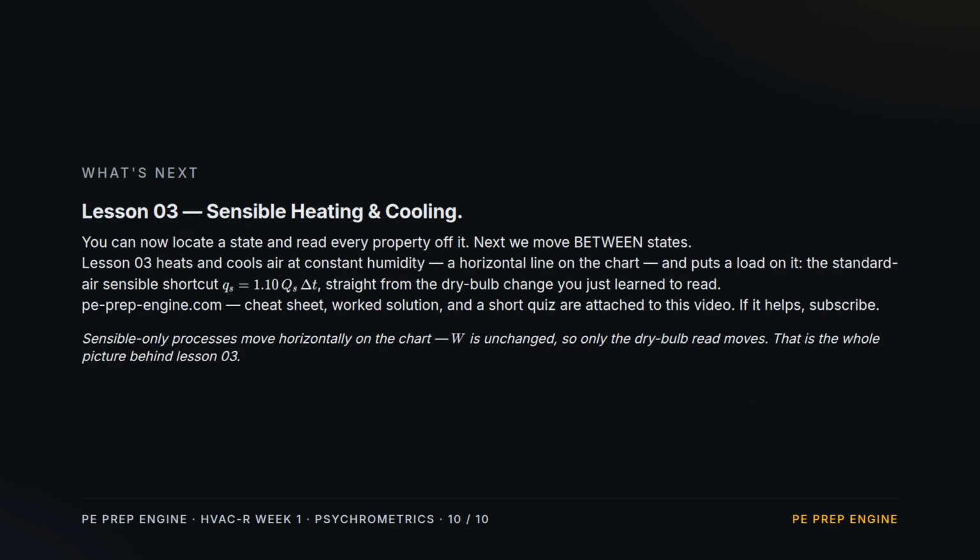Next up, Lesson 3. Sensible heating and cooling. You can now locate a state and read it. Next, we move between states. Heating or cooling at constant humidity is a horizontal line on the chart, and the standard air shortcut turns that dry bulb change into a load.